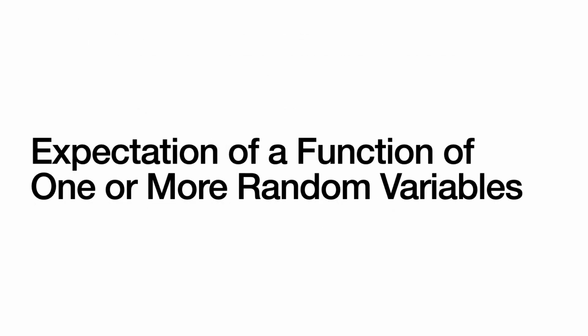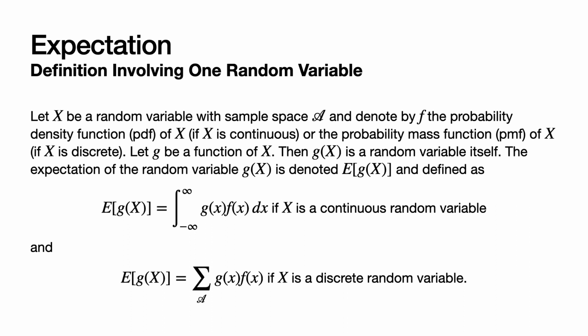So let's look at the expectation of a function of one or more random variables. Let x be a random variable with sample space, which we will denote by script A, and denote by lowercase f the probability density function, or PDF, of x, if x is continuous, or the probability mass function, PMF, of x, if x is discrete. Let g be a function of x. Then g of x is a random variable itself.